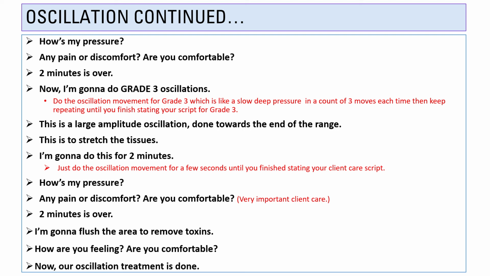This is a large amplitude oscillation, done towards the end of the range. This is to stretch the tissues. I'm gonna do this for 2 minutes. Just do the oscillation movement for a few seconds until you finish stating your client care script. How's my pressure? Any pain or discomfort? Are you comfortable? Very important client care.